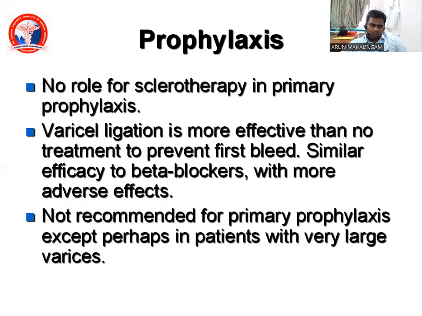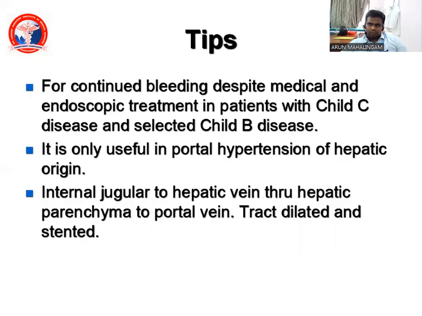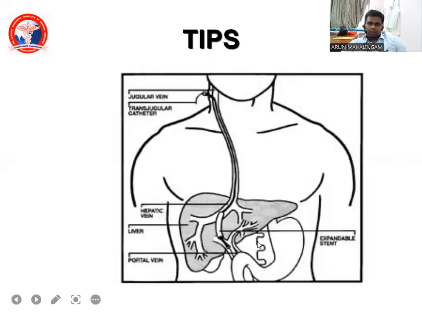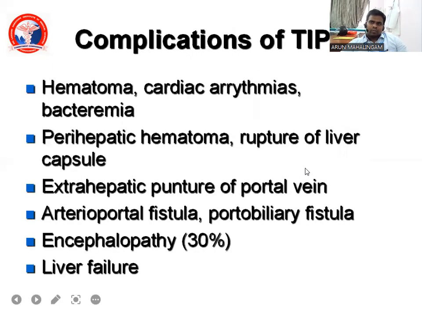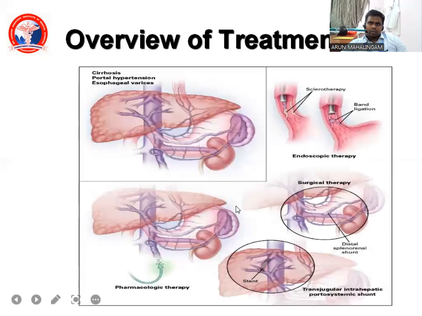Initial protocol includes initiation and resuscitation. TIPS is for continued bleeding despite medical and endoscopic treatment, in patients with Child C disease and relatively Child B disease. It is not useful for portal hypertension with hepatic encephalopathy. The internal jugular vein is accessed to the hepatic vein, through the hepatic parenchyma to the portal vein, and the tract is dilated and stented. Complications of TIPS can be hematoma, cardiac arrhythmia, rupture, liver cell failure, encephalopathy. Overview of the treatment of TIPS.